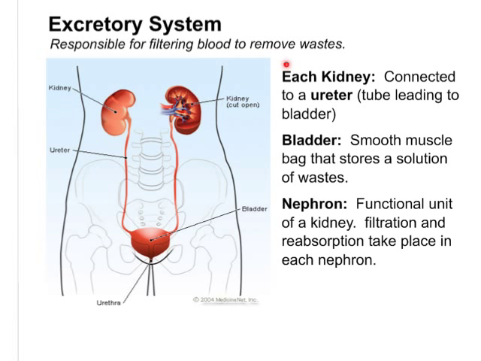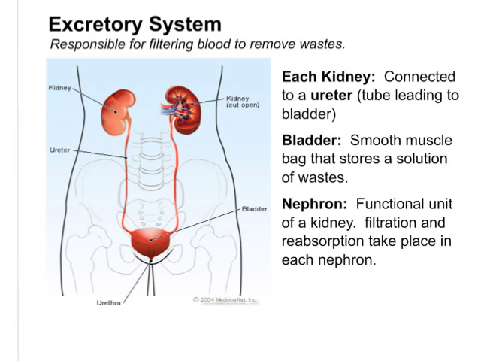So let's first look at each kidney. Here are 2 kidneys located on each side of the spine. This one is sliced open just so that you can see what it would look like inside. They're each connected to a ureter, here and here. Each ureter is a tube that leads to the bladder, right here, and waste exits the body through the urethra, that tube there. The bladder is a smooth muscle bag.